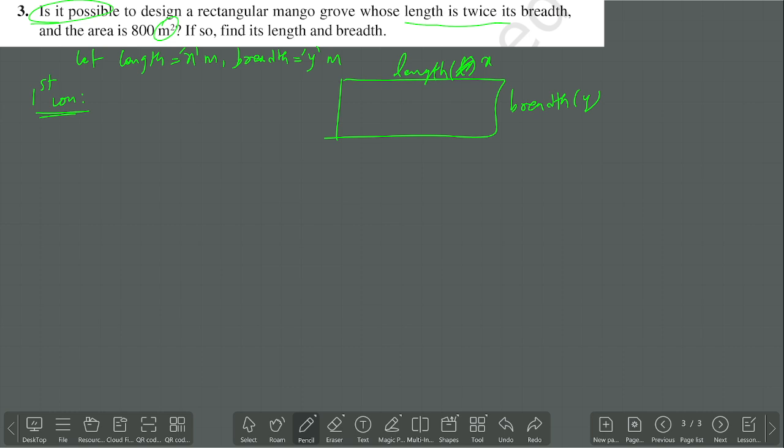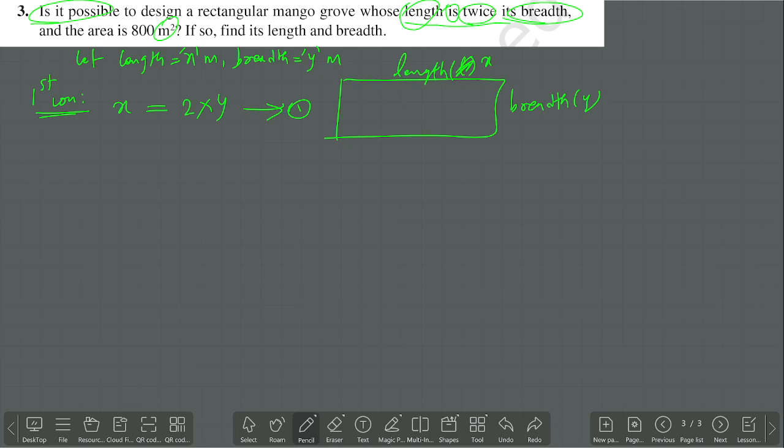We can go to the first step. What is the first step? Length, in the sense X, I'm giving equal here. Length in the sense X is equal to twice, so 2 times its breadth. Its breadth in the sense Y. So this is condition number 1. Is it okay? Condition number 1.